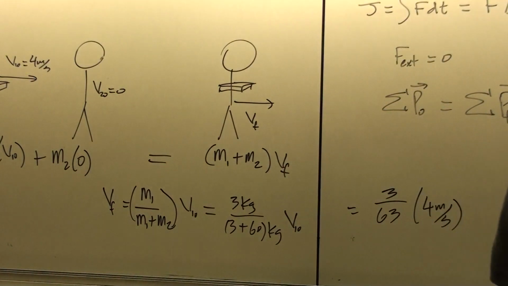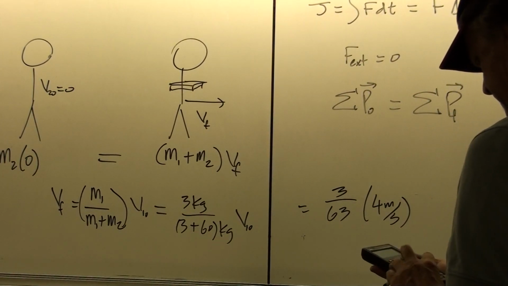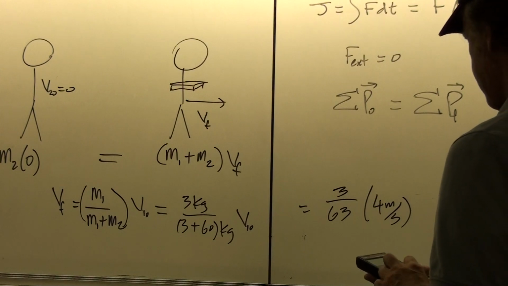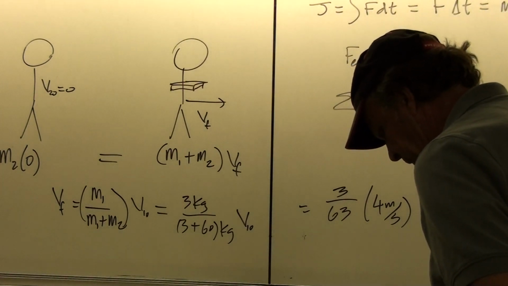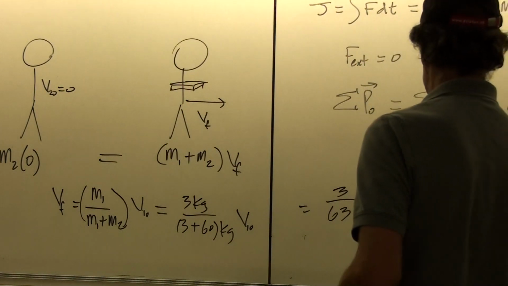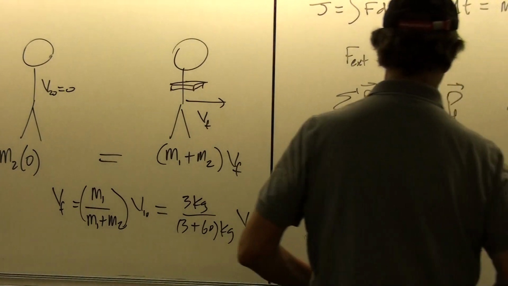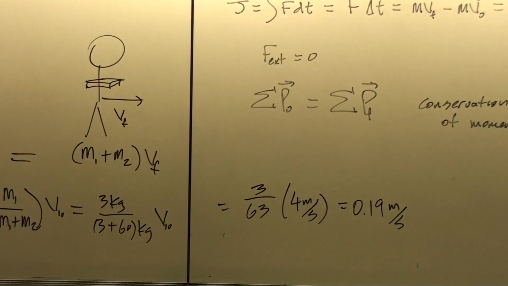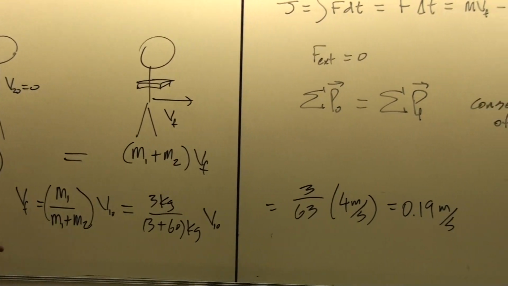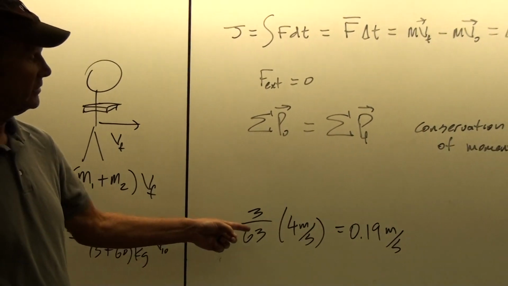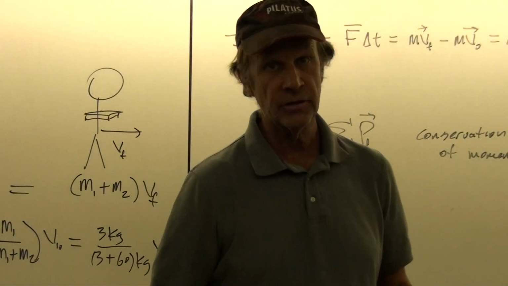That times 4 meters per second is 0.19 meters per second. Okay, so we can show here, if we wanted to, that energy is not conserved during this collision, this inelastic collision, and that some energy has been turned into heat.